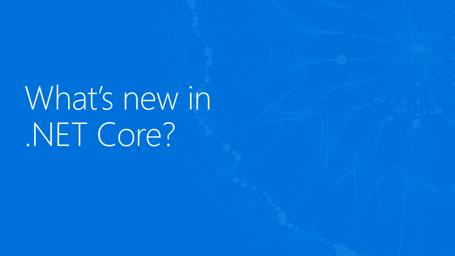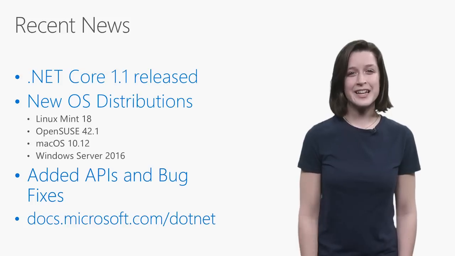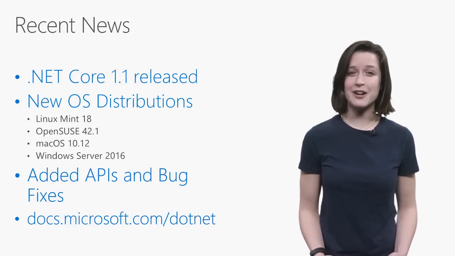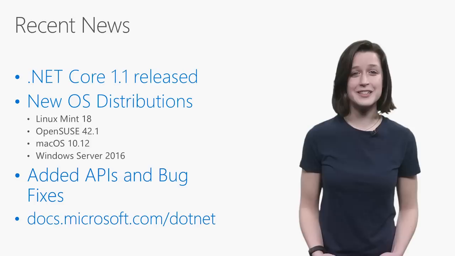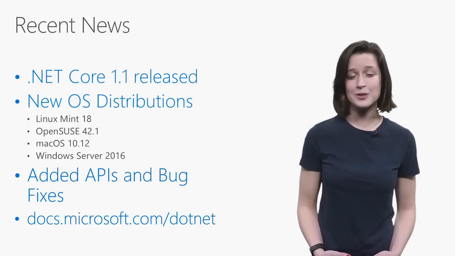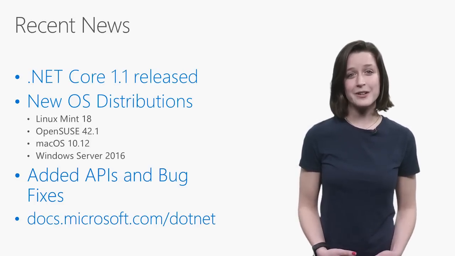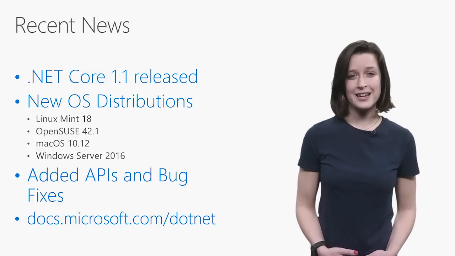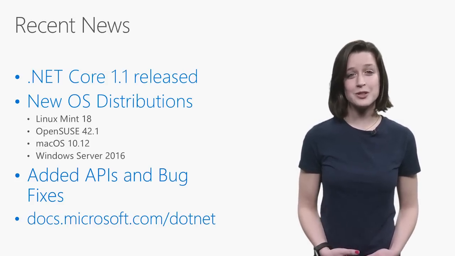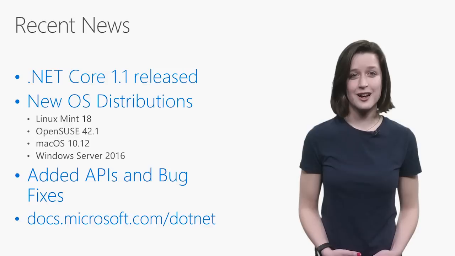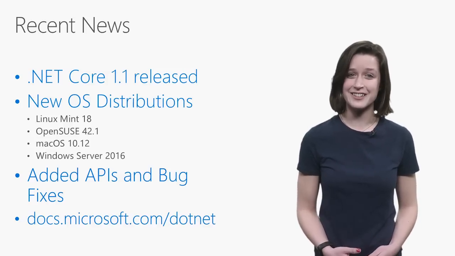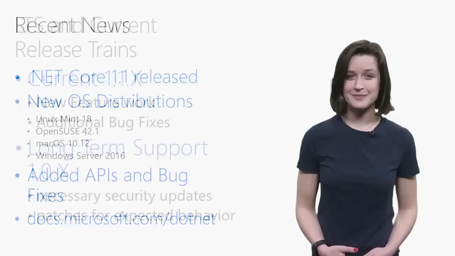So what's new in .NET Core? First, let's recap recent events. .NET Core 1.1 was released in November. It now runs on more operating systems, including Linux Mint 18, OpenSUSE 42.1, macOS 10.12, and Windows Server 2016. We added a few APIs and bug fixes. We also have a new docs website, docs.microsoft.com. It's open source, meaning we accept and encourage content creation by the community.